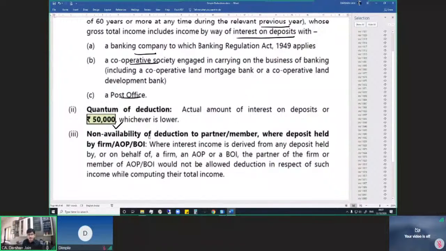Would be restricted to 50,000. So interest actually received: let's assume a senior citizen has received 30,000 rupees of interest on time deposit. He could claim deduction of the entire 30,000. But if this is 80,000 rupees, the restriction is 50,000. Not more than 50,000 rupees of deduction.